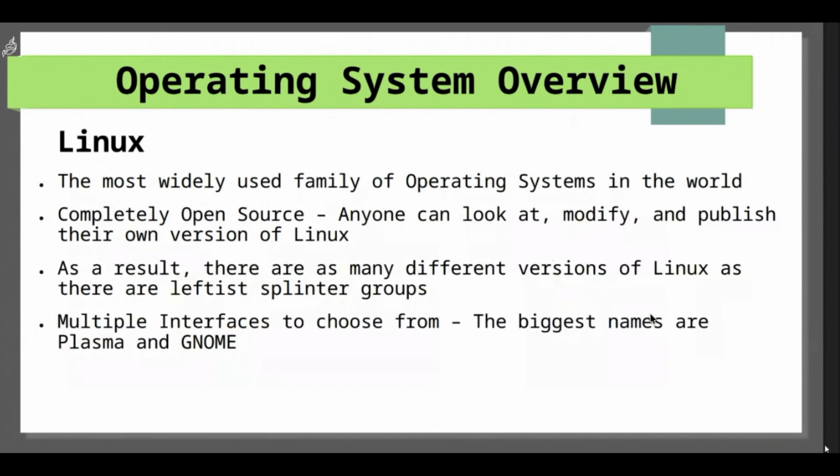All right, Linux, or rather the Linux family, I should say. It is the most widely used family of operating systems in the world. It is completely open source. Anyone can look at, modify, and publish their own version of Linux. As a result, there are as many versions of Linux as there are leftist splinter groups.